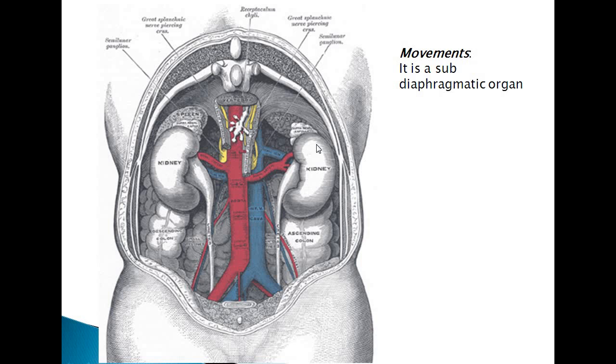Each kidney moves with the respiration because it is a subdiaphragmatic organ. So it moves with the respiration to an extent of 1.5 to 2.5 centimeter. It also moves lower down from supine position to standing position.